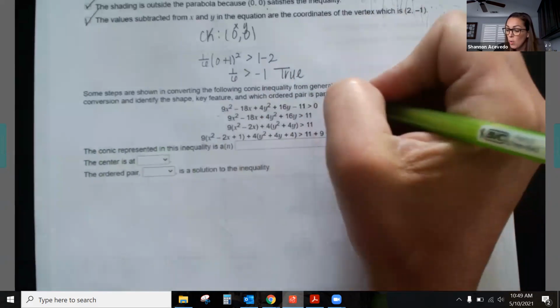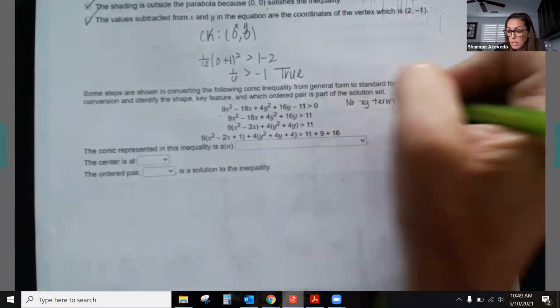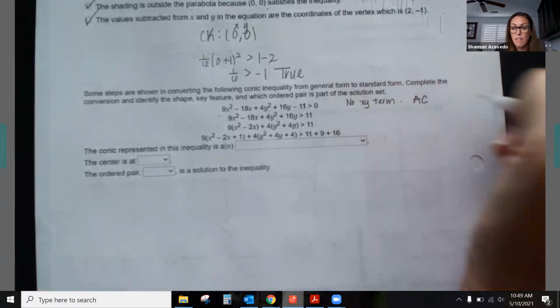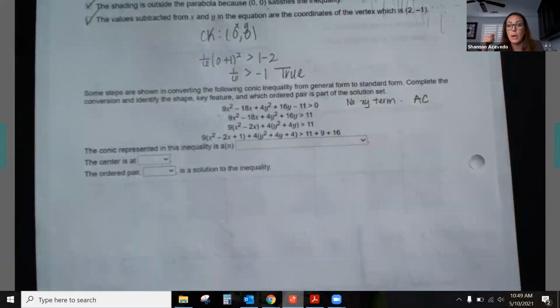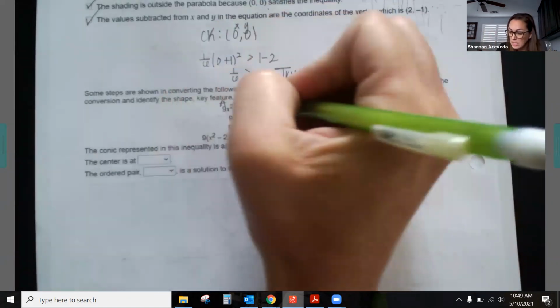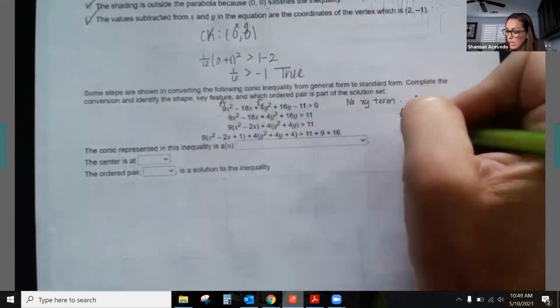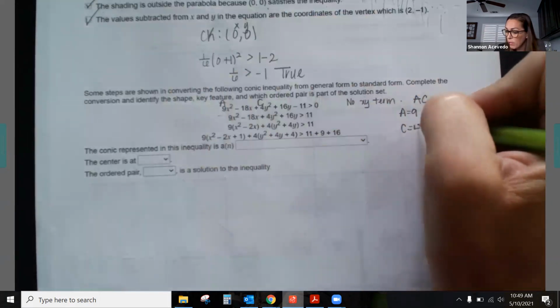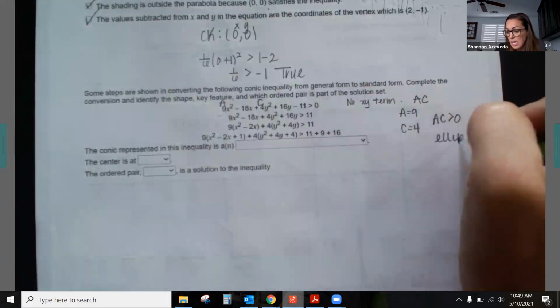So there is no xy term, which means we can look at just our a and our c value. So remember, if there's an xy, then that's when we use our b squared minus 4ac to figure it out. So this would be my a, this is my c. So I know a is equal to 9, c is equal to 4. So my a times c is greater than 0, which makes it an ellipse.